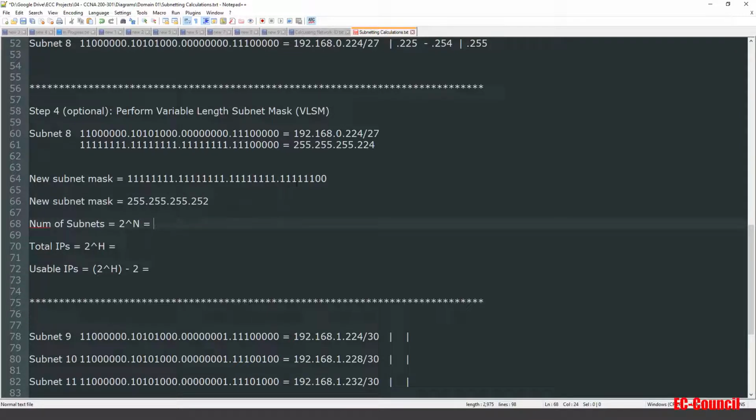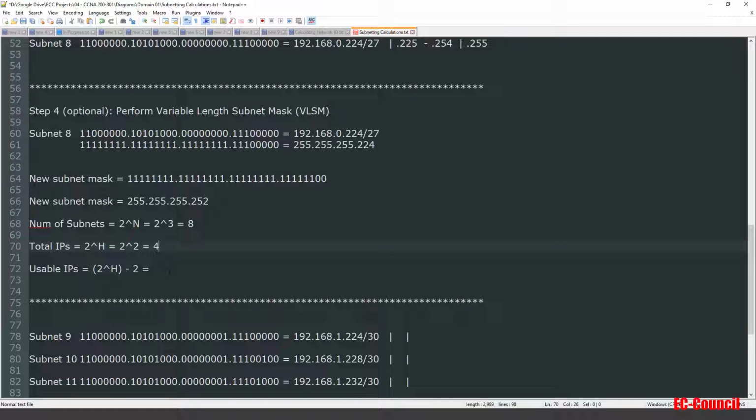And to fill out our calculation, it was 2 to the power of 3, which is equal to 8 new networks from this original 192.168.0.224 network. Since we borrowed 3 network bits, we will have only 2 host bits remaining as shown here. So therefore 2 to the power 2 is equal to 4 total IPs. This is inclusive of the network ID and the broadcast IP.